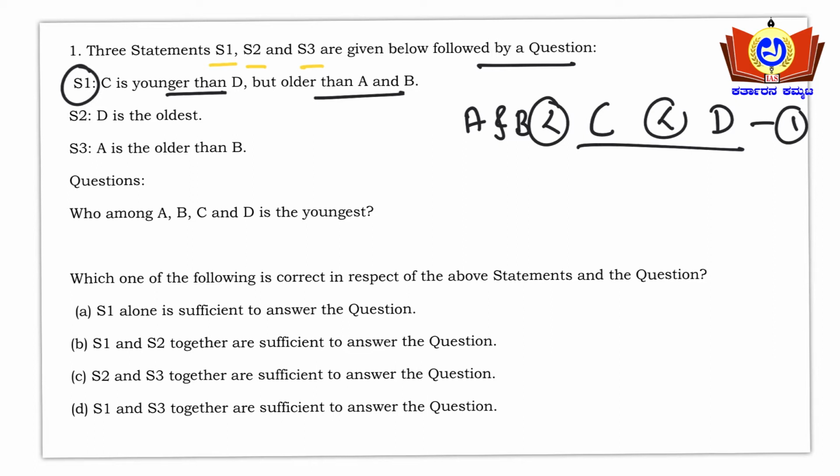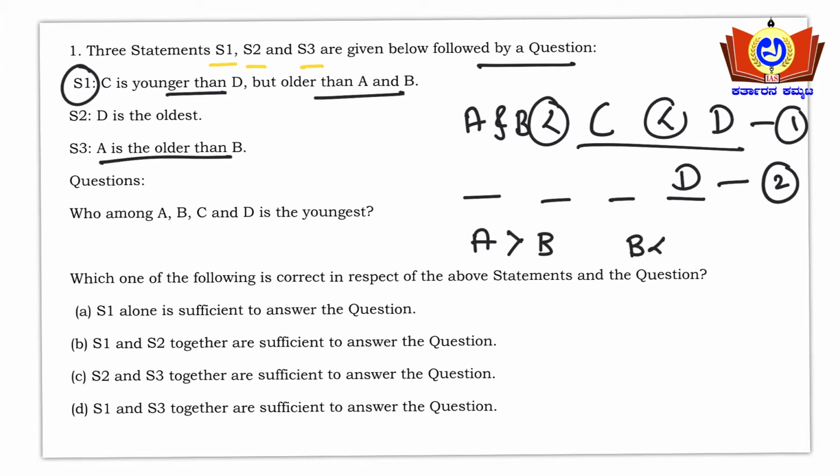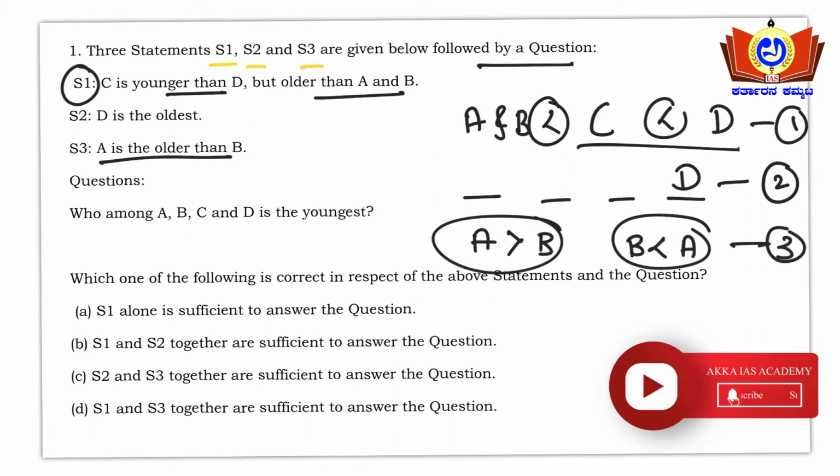So D is the oldest. There are 4 people, so D will be the oldest. This is the second statement. A is older than B, or else it can also be written as B is younger than A. It can be written in these two formats. This is the third statement, my dear friends.